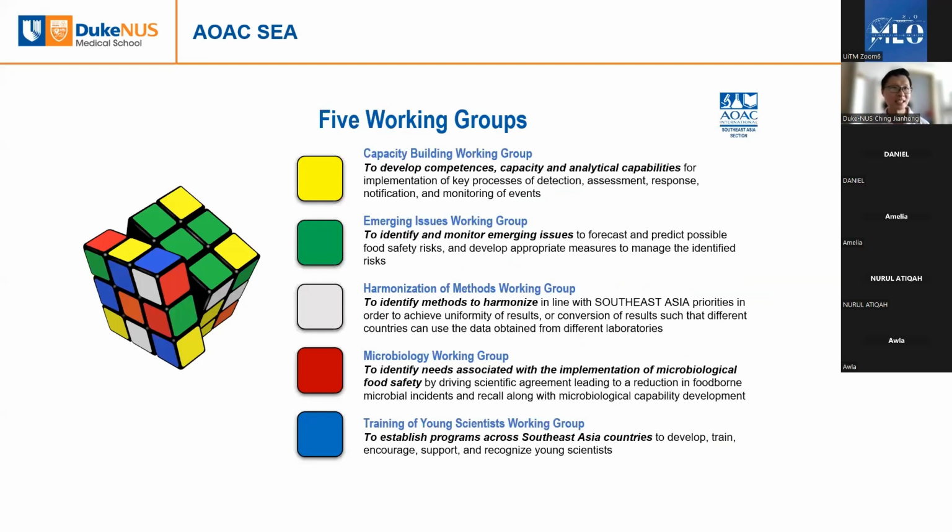In the AOAC Southeast Asia section, there are 5 working groups: the capacity building working group to develop competencies and capacities, the emerging issues working group to monitor emerging issues in our region, the harmonization of methods working group to identify methods to harmonize within Southeast Asia to enhance trade and so on, the microbiological working group to implement microbiological food safety, and lastly, which I want to describe to you, the training of young scientists working group. This is to establish programs across Southeast Asia to develop, train, encourage, support, and recognize young scientists like you guys.